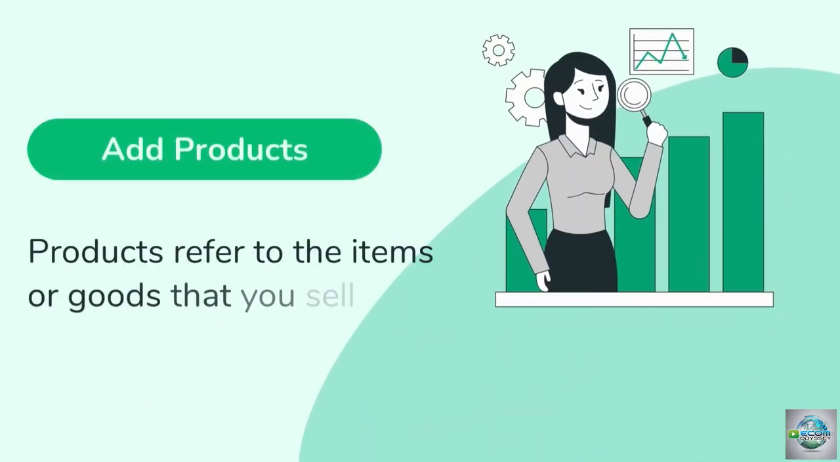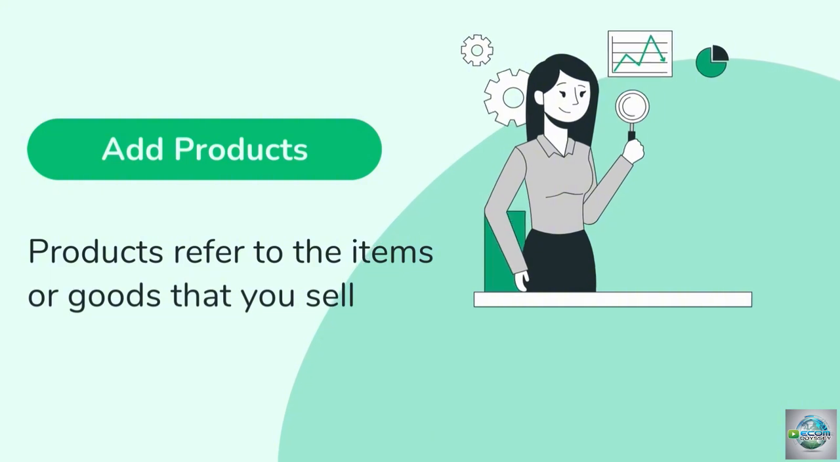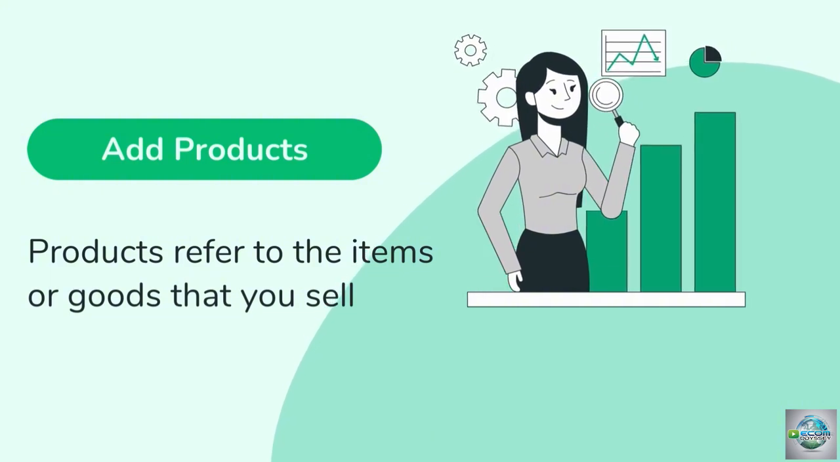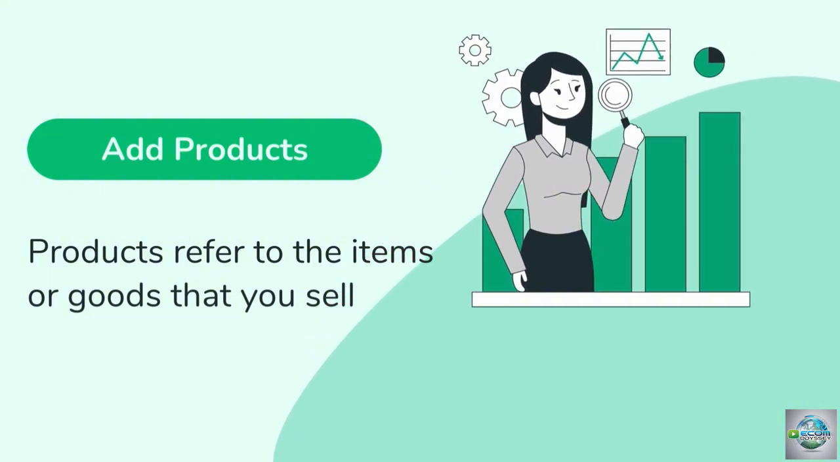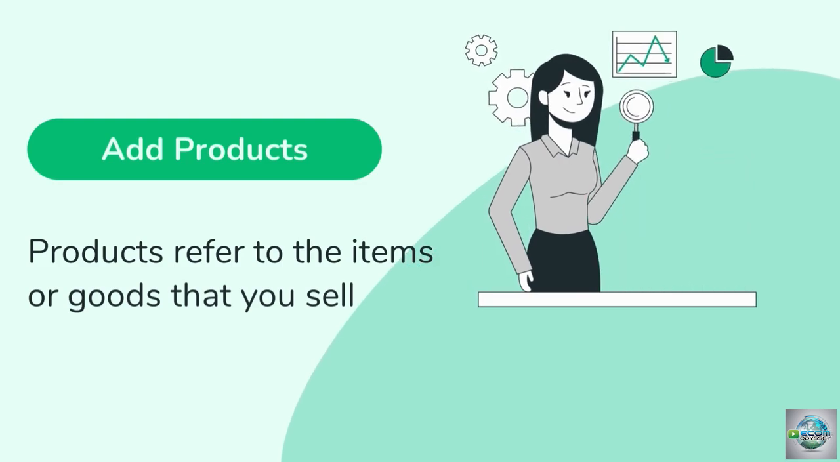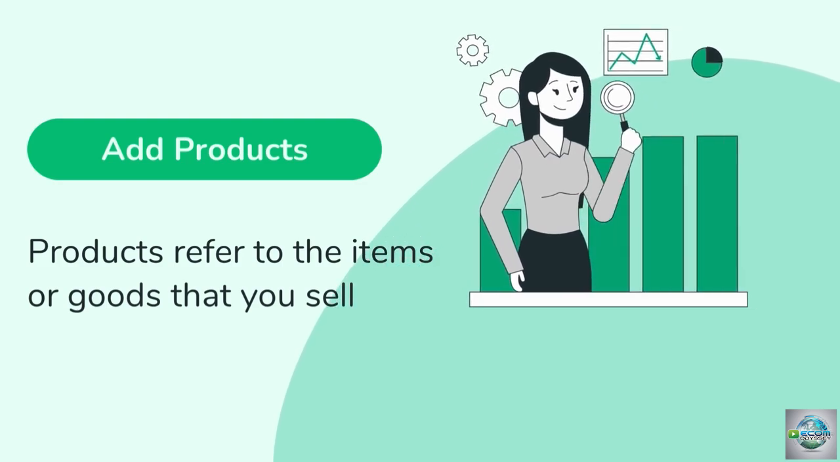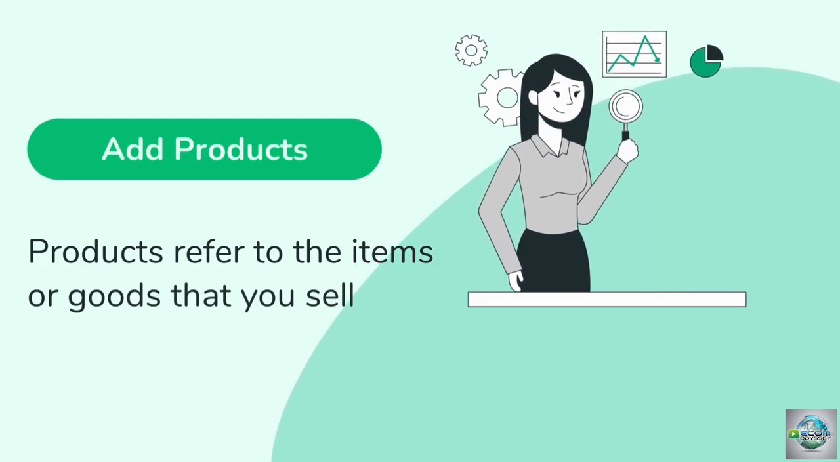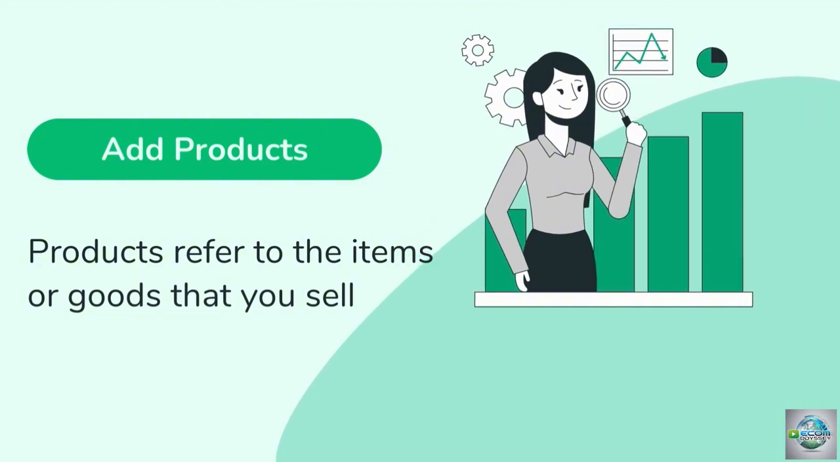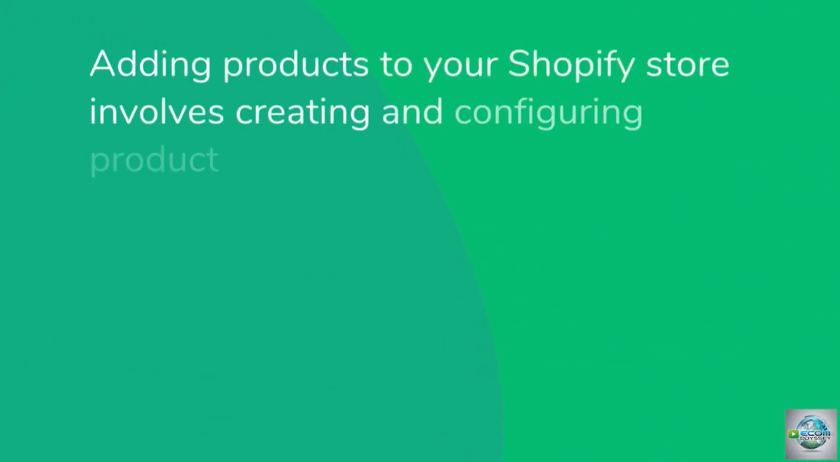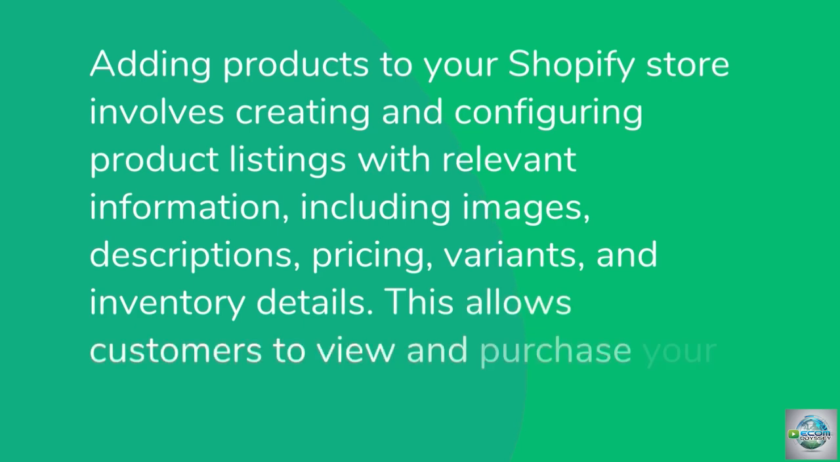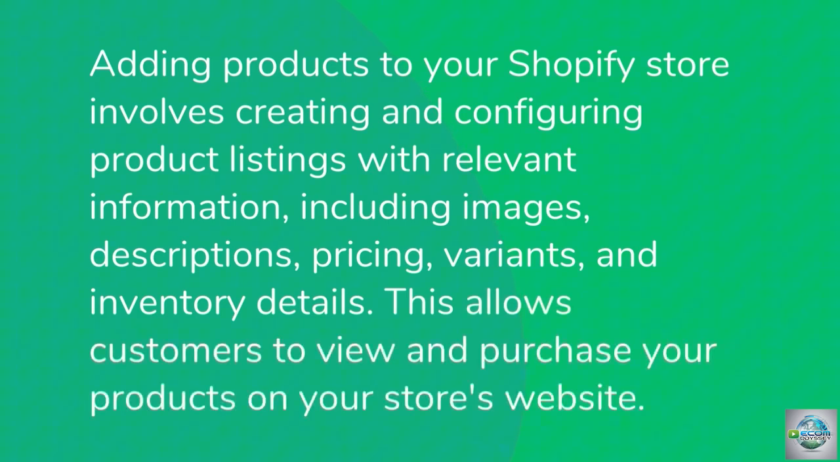In the context of a Shopify store, products refer to the items or goods that you sell. These can be physical products, such as clothing, electronics, or home decor, or digital products, such as ebooks, software, or online courses. Adding products to your Shopify store involves creating and configuring product listings with relevant information, including images, descriptions, pricing, variants, and inventory details. This allows customers to view and purchase your products on your store's website.